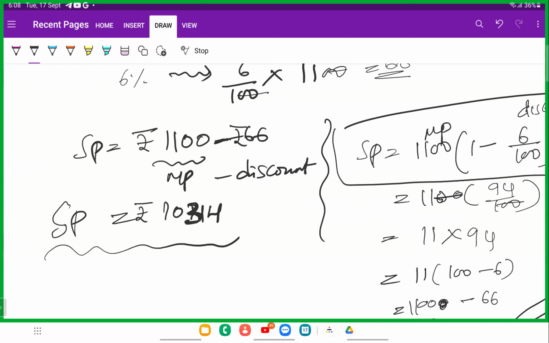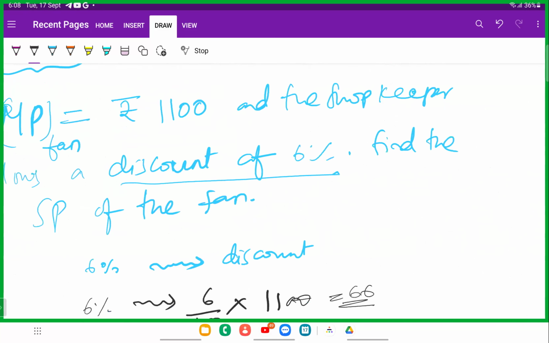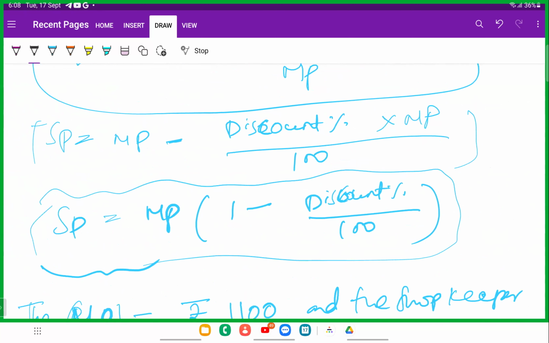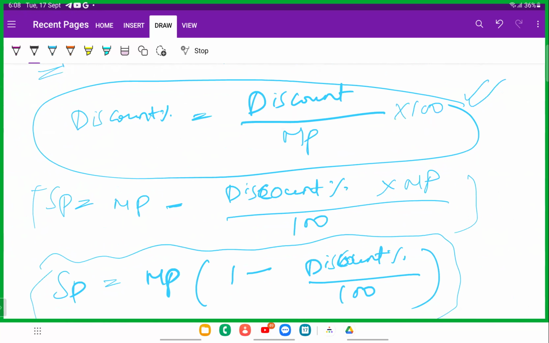Sir, can you show where you wrote the formulas? Can you scroll more up, sir? Yes, sir.